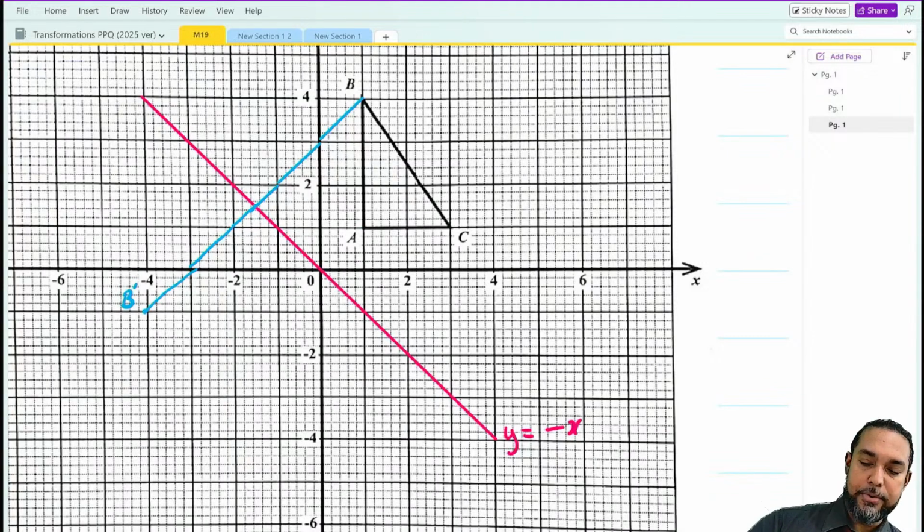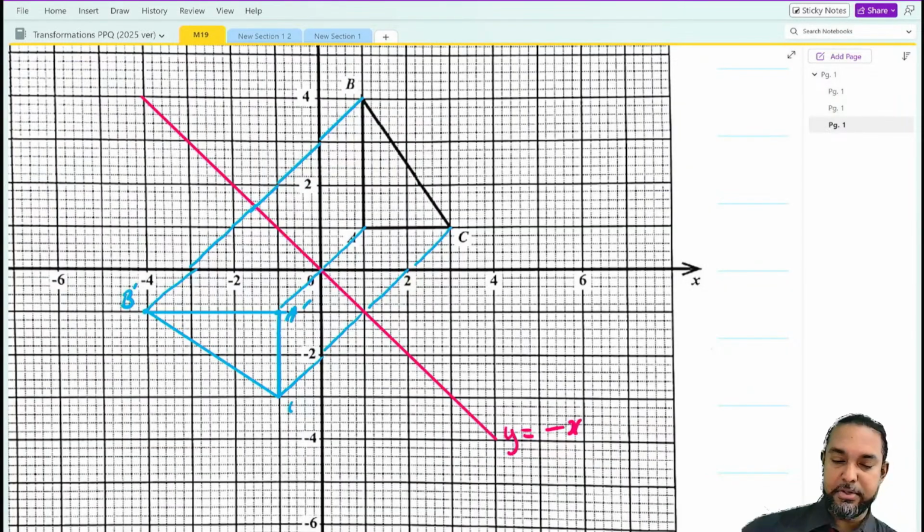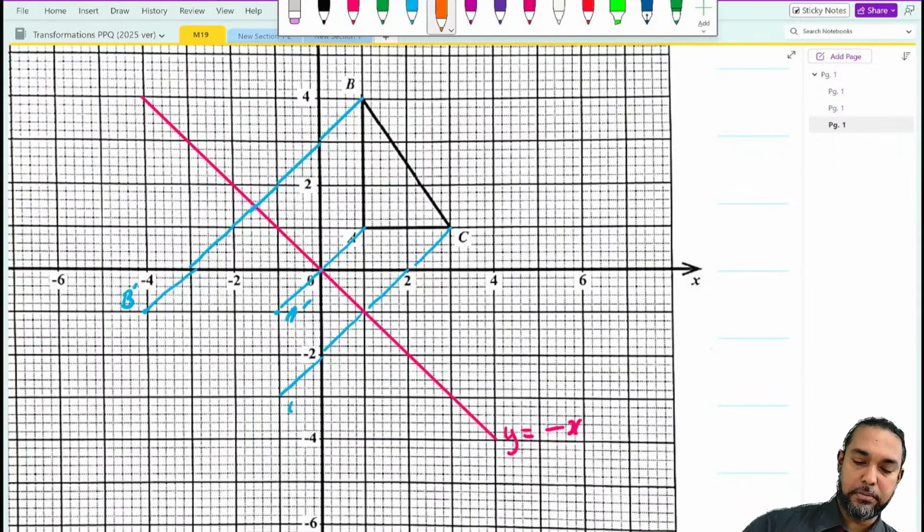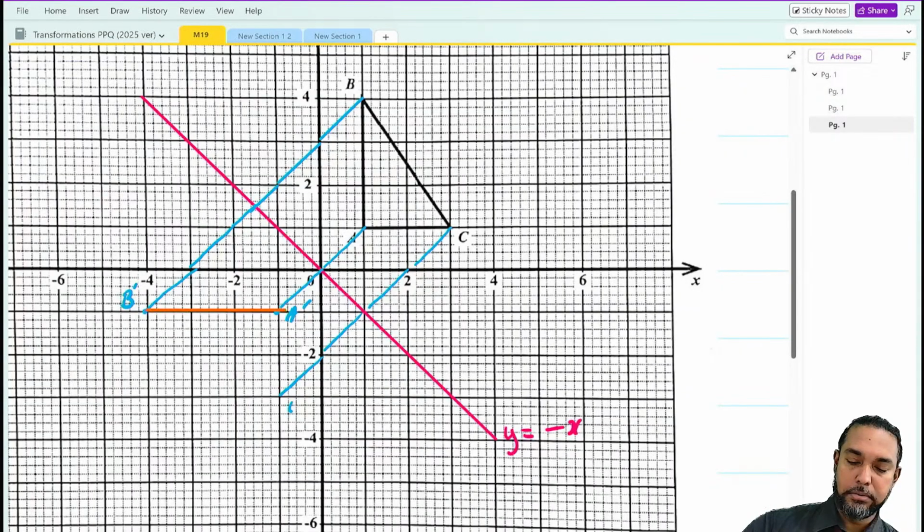Now A was only 1 unit away from the axis. So that's A double prime. And then this one is also 2.5. No, this one was 2. All right. Okay. So when you're connected up now, I'll use a different color, the blue's blending a little too much. Sorry, give me 1 sec. All right.